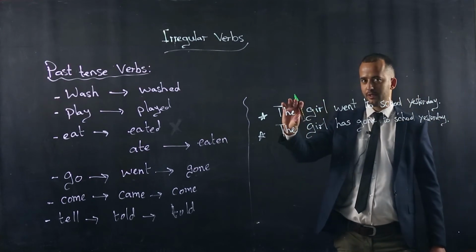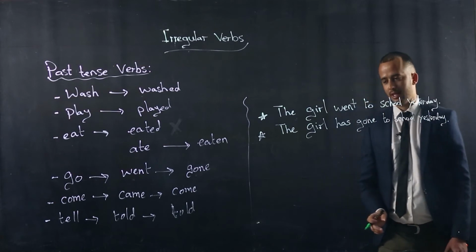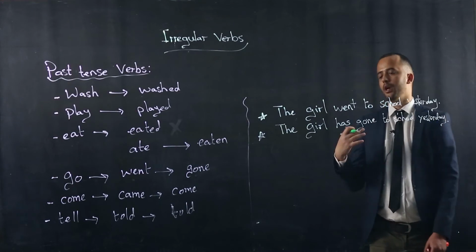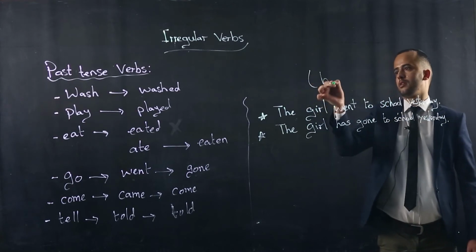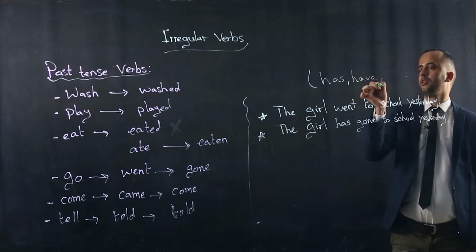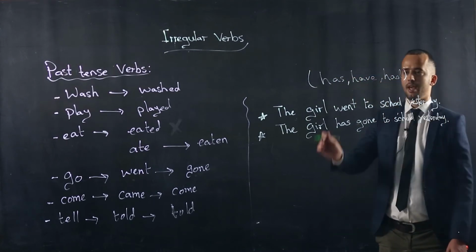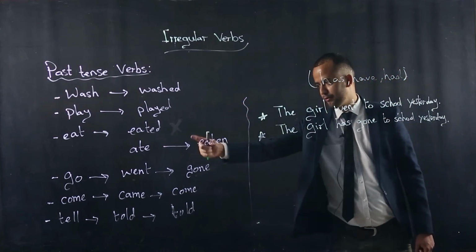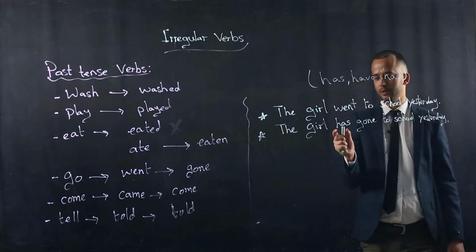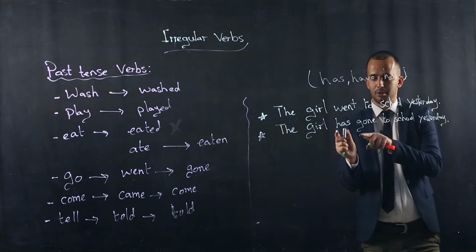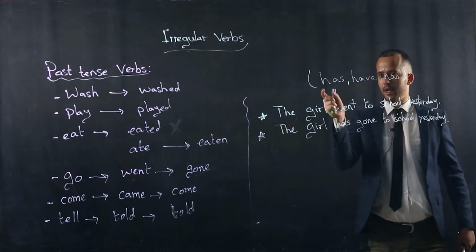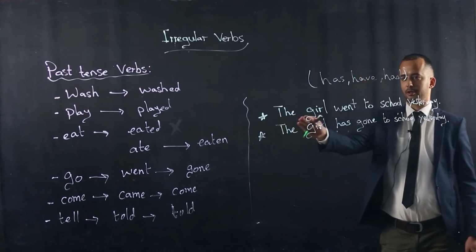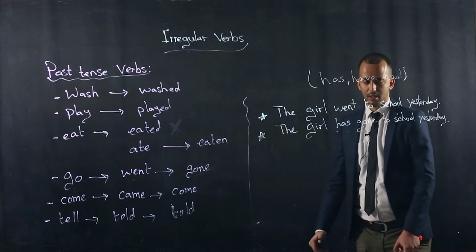Now what's the difference between the first sentence and the second sentence? The difference is that you use the past participle form of the verb if you are using one of the helping verbs has, have, or had. So if you have one of these helping verbs before the verb, then you need to use the past participle form of the verb. If you have has, have, or had in the sentence, then you use gone. If you don't have has, have, or had in the sentence, then you will use went. So we say the girl went to school, or the girl has gone to school.